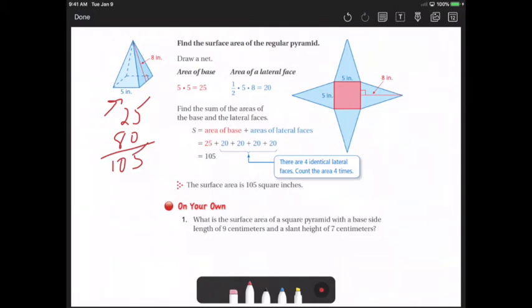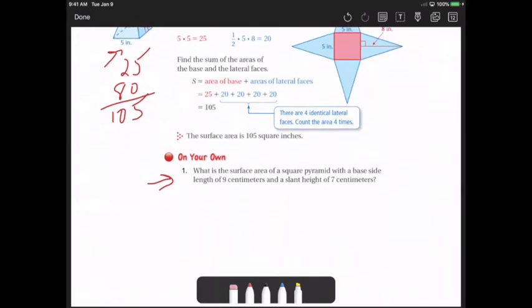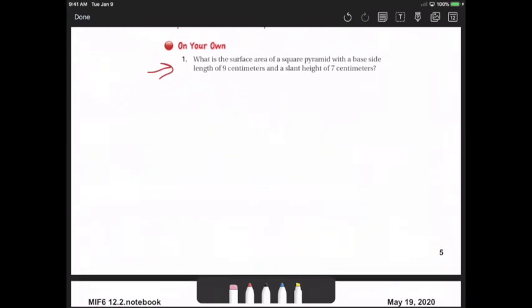Here's what I'd like you to do. Try this one down here. You want to figure out the square first, and then figure out the 4 triangles and add it together. I'm going to slide this up. So try this one. When you got it, pause it, then hit play, and then I'm going to show you how to do it.